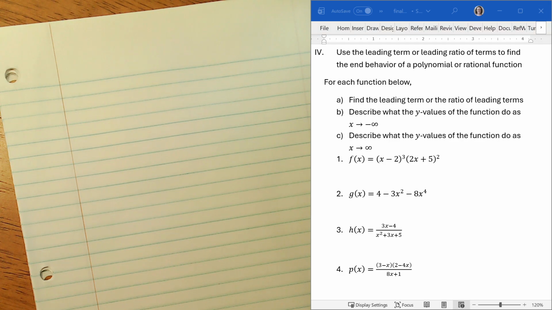Hello everyone. In this video I am going to tell you about how to use the leading term or the leading ratio of terms to find the end behavior of a polynomial or rational function. So I have four functions here, and what I'm going to do with them is first find the leading term or the ratio of leading terms, and then use that to describe what the y values of the function do as x goes to negative infinity, so on the far left side of the graph, moving further left, and then also what the y values of the function do as x goes to infinity. So that will be on the right side of the graph, moving further and further right.